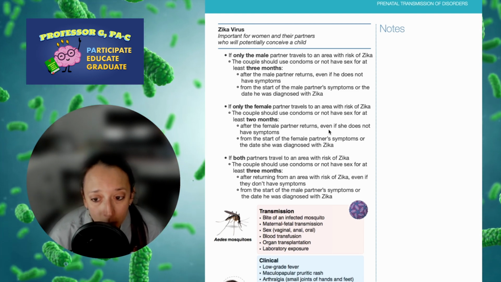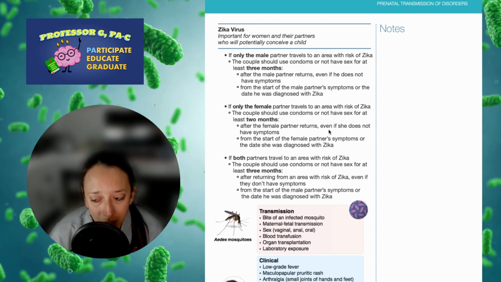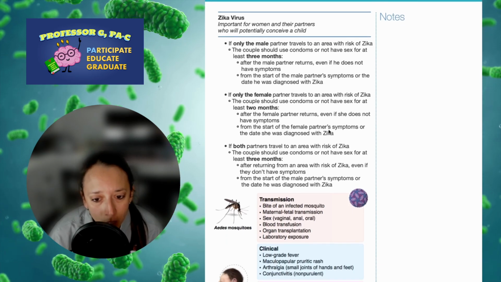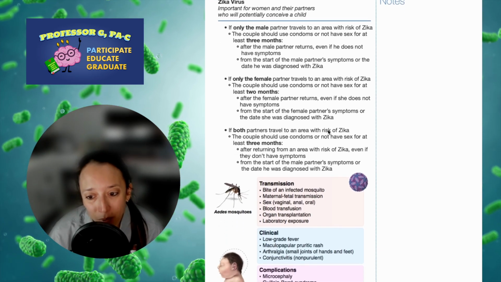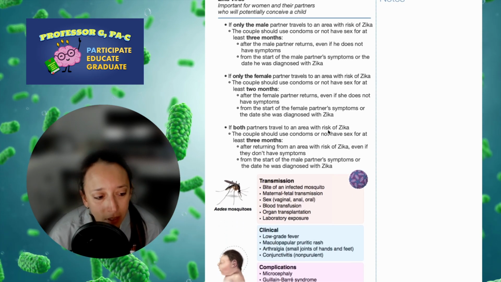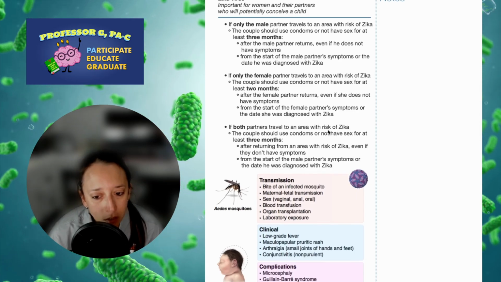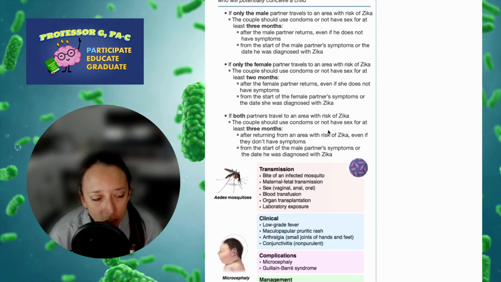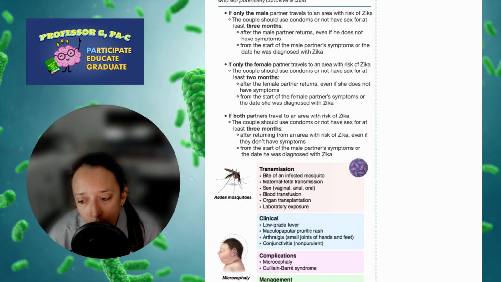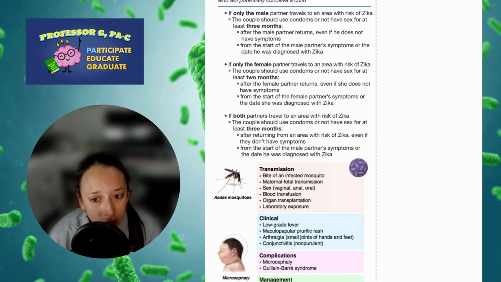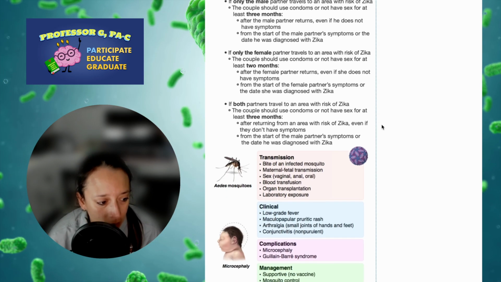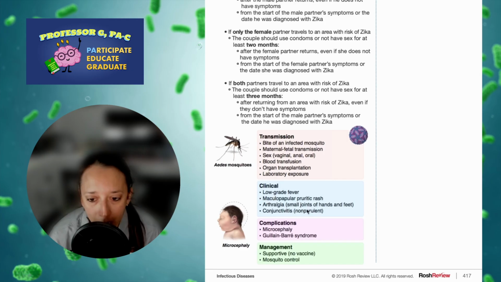If only the female partner travels, we want to avoid unprotected sex for at least 2 months. If both partners travel, we want to wait at least 3 months after return before attempting conception. So an appropriate tip here is that Zika prevention is all about timing. Know the 2 and 3 month rules for counseling couples in planning for pregnancy. And here are some of the complications that can happen.